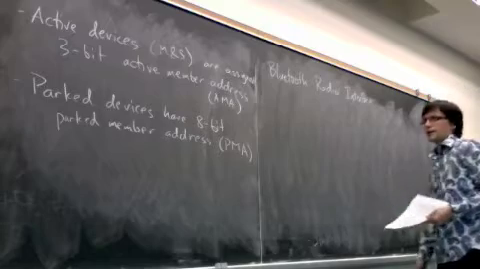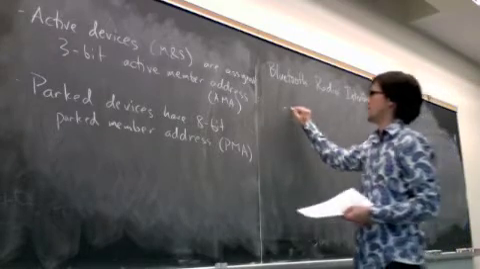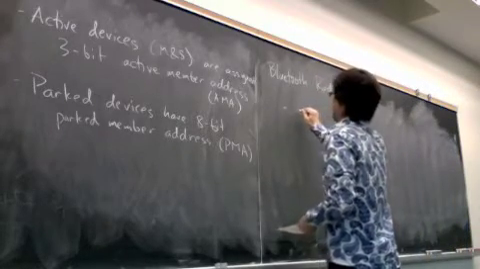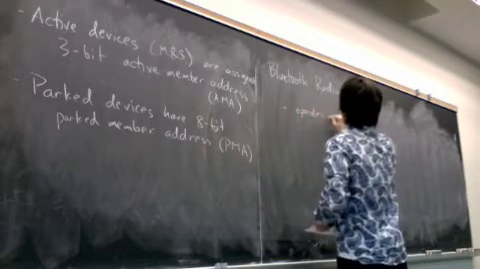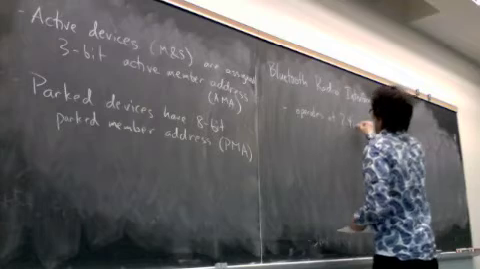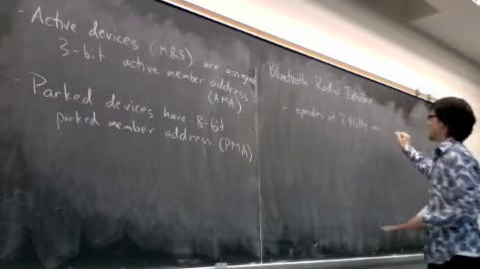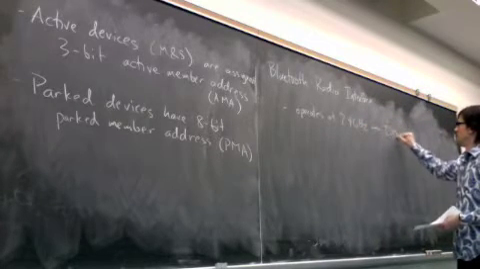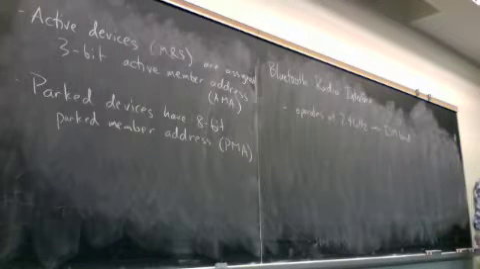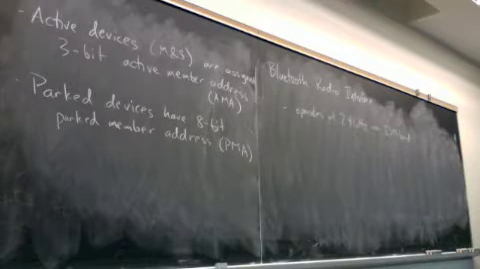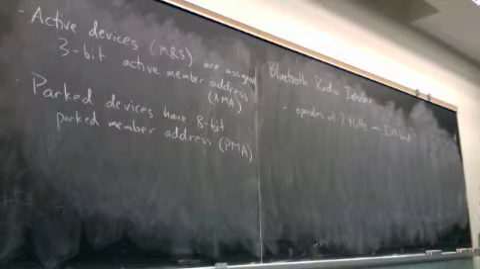Okay, for one thing, the frequency range Bluetooth operates at is 2.4 gigahertz, called the ISM band. Anybody remember what the significance of the ISM band is? It's unlicensed, anyone can use it for anything.